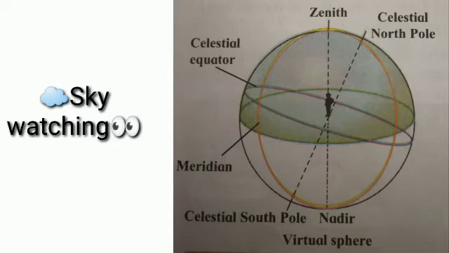Celestial equator. If we uniformly expand Earth's equator in all directions indefinitely, it will penetrate the celestial sphere along a circle. This circle is known as the celestial equator. It is in the same plane as the Earth's equator. Ecliptic. The earth moves around the sun, but seen from the earth, the sun appears to move along a circle on the celestial sphere. This circle, describing the apparent motion of the sun around the earth, is called the ecliptic.